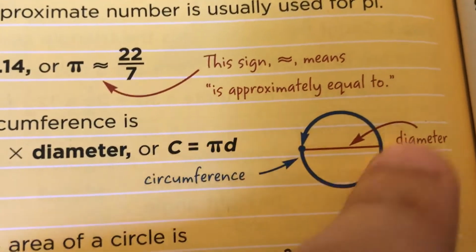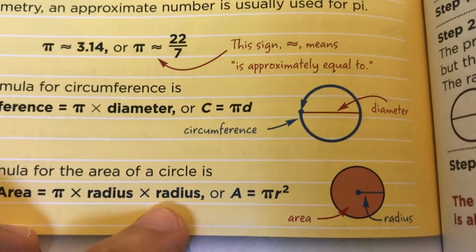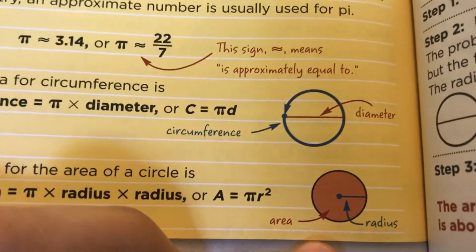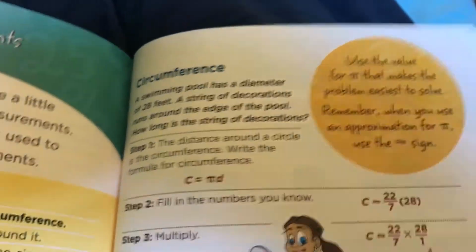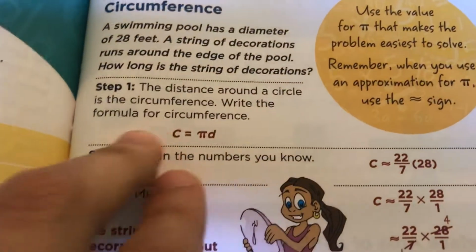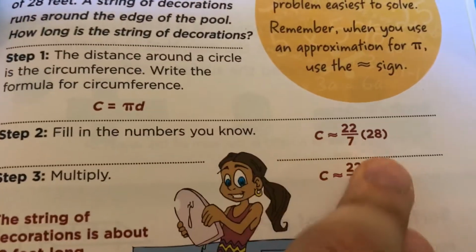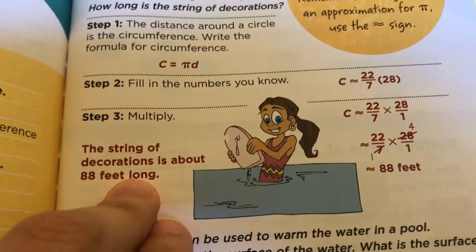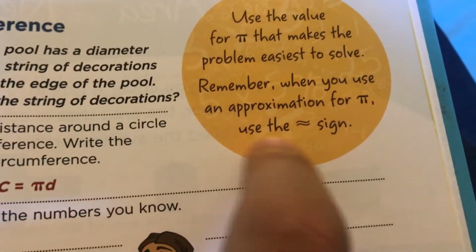Circumference, diameter. Okay? Formula for the area of a circle: pi times radius squared. Okay? Circumference. A swimming pool has a diameter of 28 feet. A string of decorations runs around the edge of the pool. How long is the string of decorations? Okay? So, the distance around a circle is the circumference. Write the formula. Circumference equals pi times diameter. Fill in the numbers you know. Okay? The string of decorations is 88 feet long. So, use the value for pi that makes the problem easiest to solve. Remember, when you use an approximation for pi, use the squiggly equal sign.